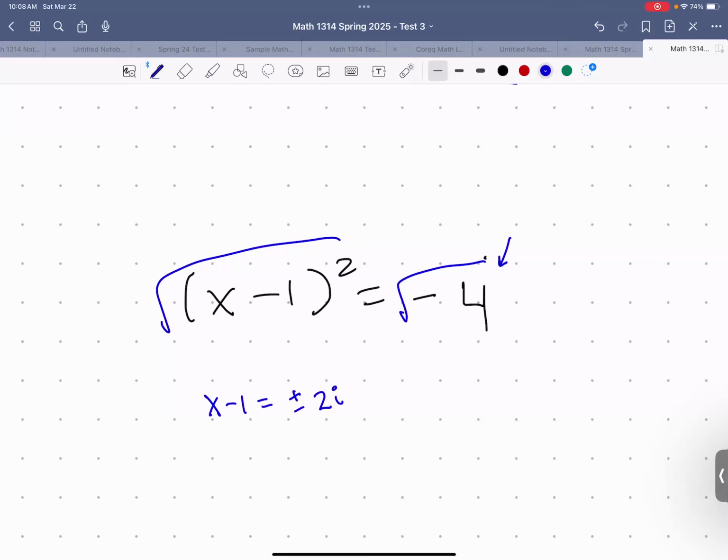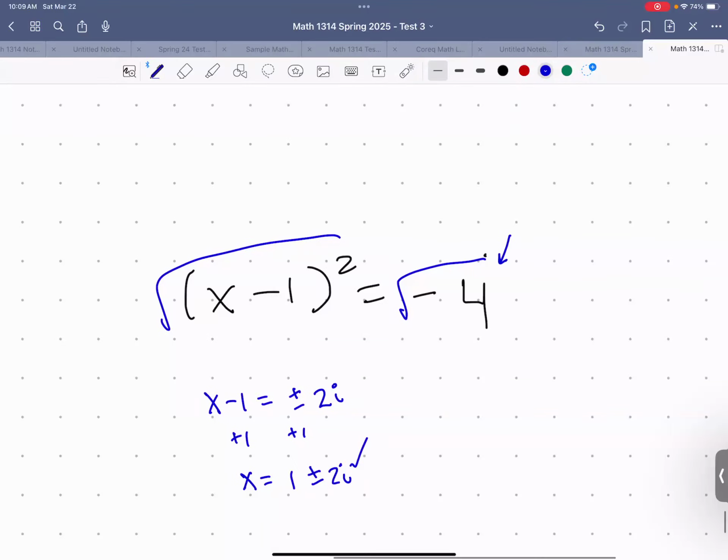Again, we're trying to solve for x, so we have a couple of options here. We're not going to be able to add the 1 and that 2i anyways because they're not the same type of number. The 1 is real, the 2i is not. So one thing we could do is just move that 1 over here, and that would give us 1 plus or minus 2i. This is perfectly fine.